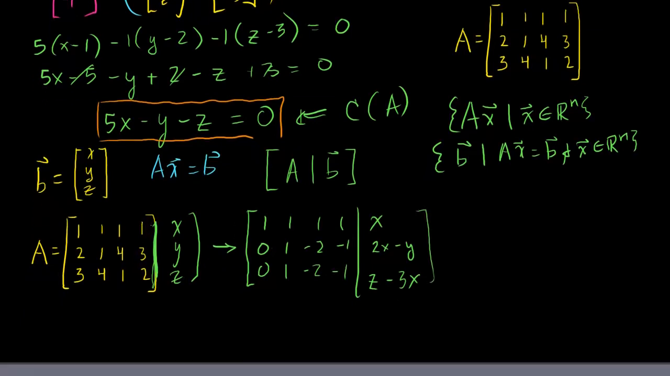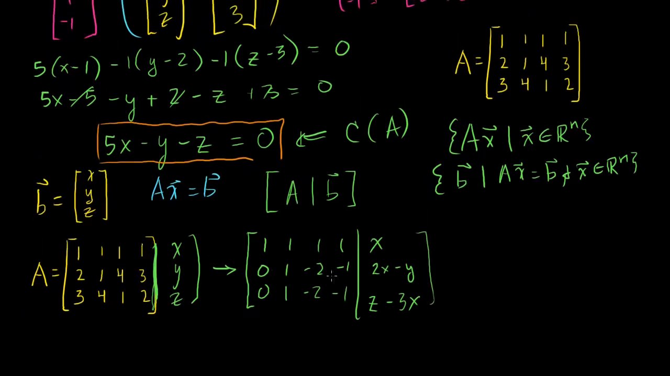Now, I could go all the way to reduced row echelon form, but something interesting is already happening. So let me just from the get-go try to zero out this third row. And the best way to zero out this third row is to just replace the third row. So the first row, well, I won't even write the first row. The second row is 1, 0, 1, minus 2, minus 1, and 2x minus y. I'm not even going to worry about the first row right now.